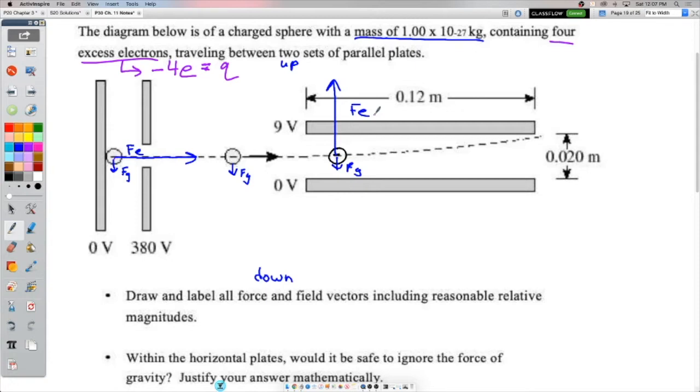But let the question tell you that. Don't always just assume. Most questions will honestly end up telling you to ignore that force of gravity anyway. Okay, now we've arrived at what I said.